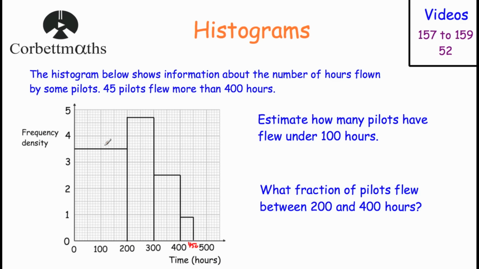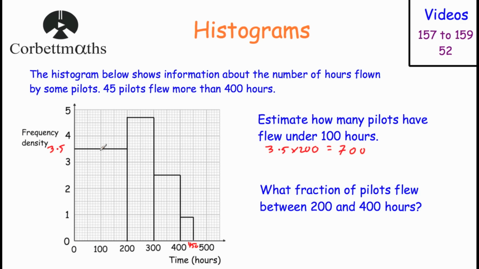Let's work out the frequency for this bar. It's got a frequency density of 3.5 and the class width is 200. It goes from 0 to 200. So if we do 3.5 multiplied by 200, that would tell us the frequency, and that's equal to 700. So that means there are 700 pilots in here.